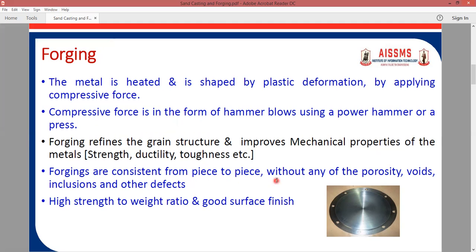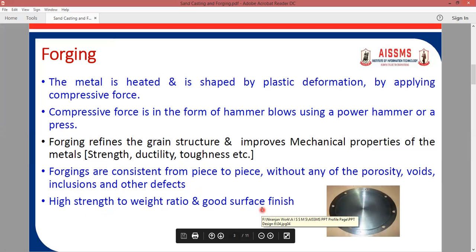Forgings are consistent from piece to piece without any porosity, voids and inclusions. As we have talked about casting, when the heated metal cools down, generation of pores takes place. In forging, such a thing does not happen. That's why forging components have higher strength as compared to casting components. Again, the forged component has a high strength to weight ratio and good surface finish.